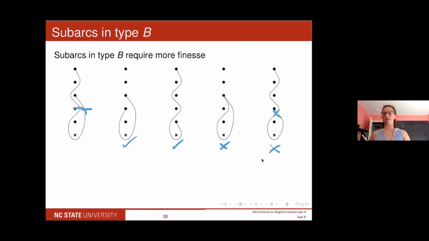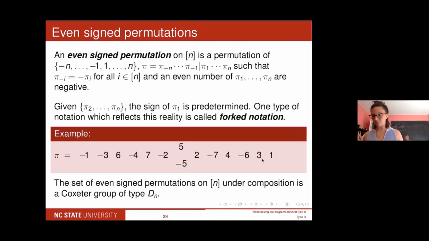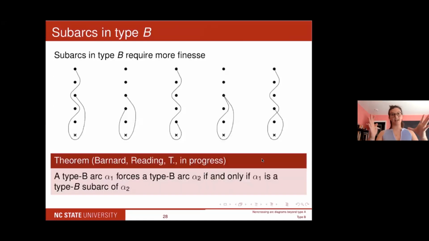So subarcs in type B require a little bit more finesse, but we have this theorem that's in progress. We truly believe it, although Nathan doesn't believe something until you've checked it out. So that's all we're waiting on, is for us to do that. But our theorem is this: a type B arc alpha 1 forces a type B arc alpha 2 if and only if alpha 1 is a type B subarc of alpha 2. Real parallel to Nathan's theorem. Okay, so this is the idea in type B.